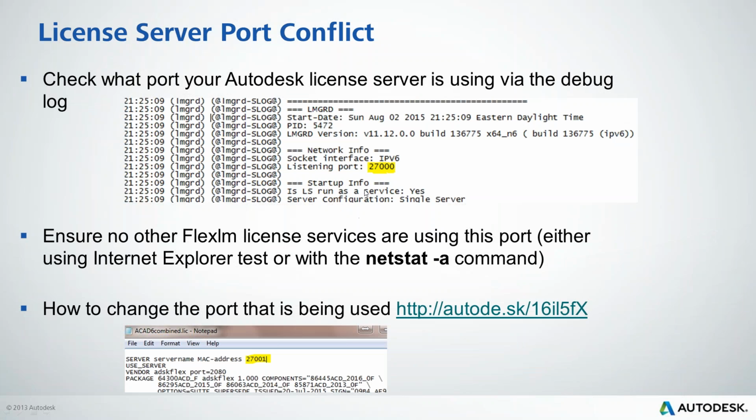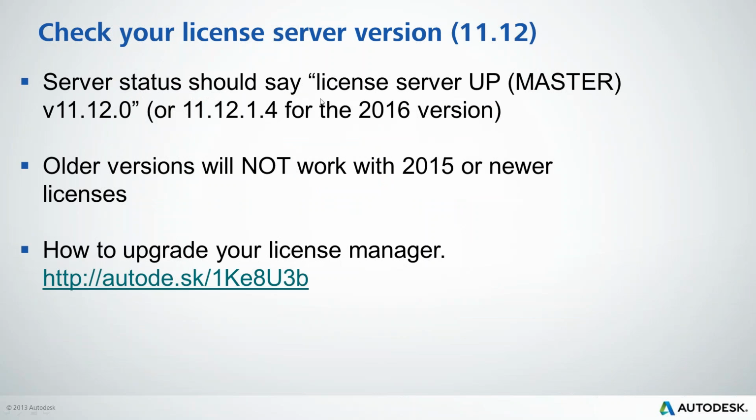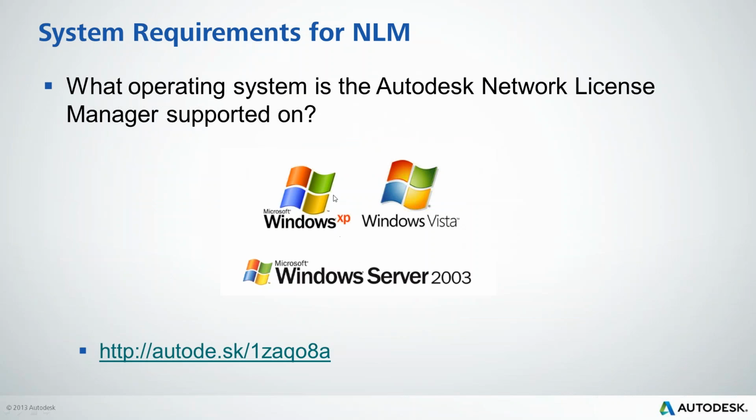We talked about this already. You want to make sure which port you're using is available on the server, and you can also see which port you're using on the license file itself. The license server should say up, vendor name should say up. Older versions will not work for the 2015 or newer software, and we have a step-by-step guide on how to upgrade your license manager there. As I mentioned before, Windows XP, Windows Vista, and Windows Server 2003 are no longer supported to use the software for the newer versions, 11.12 and newer.